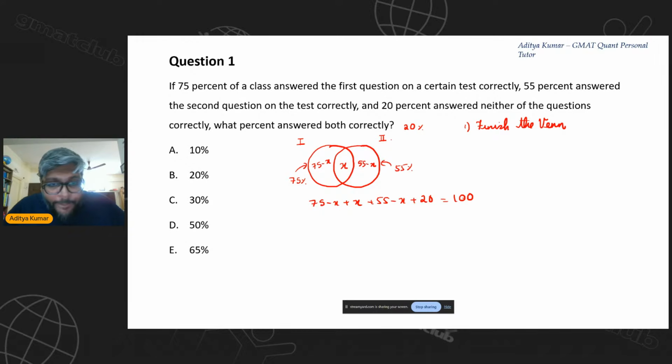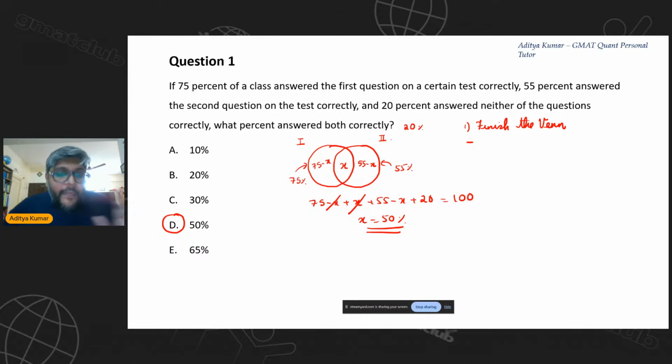This is one way of working with a Venn diagram. Now I'll cancel out the X's. 75 plus 55 is 130. 130 plus 20 is 150. So 150 minus X is 100. So X will be 50%. That's exactly what I want. That's your answer, D. So one process of working is a process to finish the Venn, like how I did here. Now this process of finishing the Venn is the most conventional way of working with a Venn diagram.